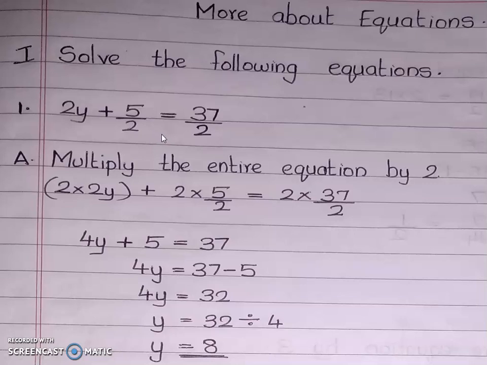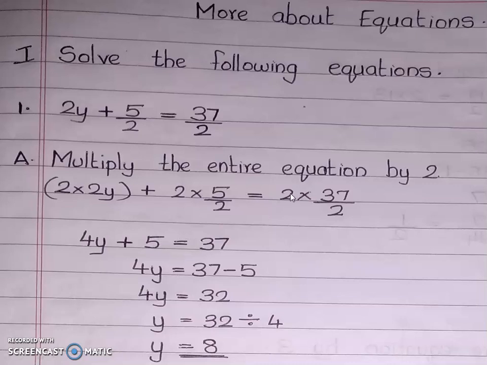So you are going to multiply the entire equation with 2. This is the step: 2 into 2y plus 2 into 5 by 2 equal to 2 into 37 by 2. What is 2 into 2y? 2 into 2y is 4y. Here you can see 2 in the numerator and 2 in the denominator. So what will you do? You can cancel it. 2 and 2 get cancelled. So what is remaining? 5.